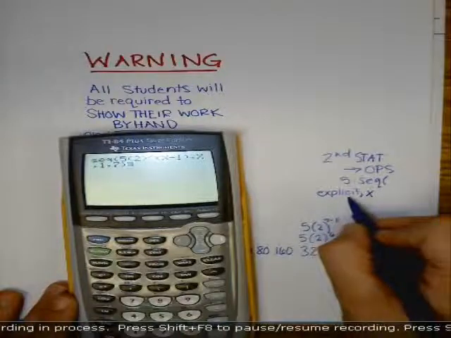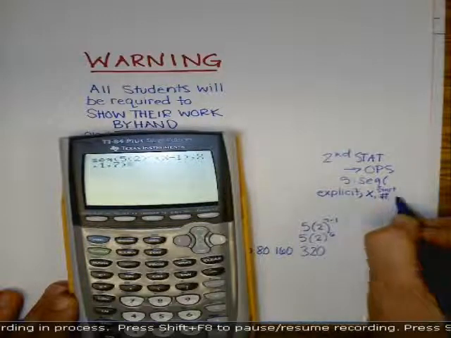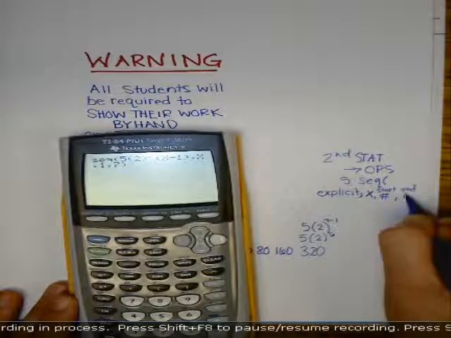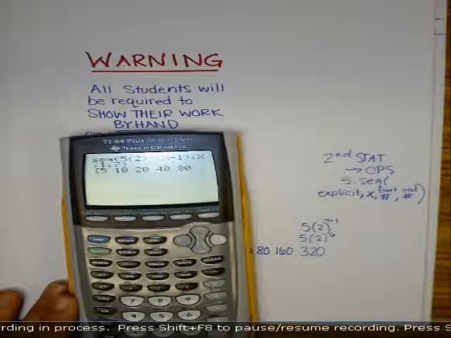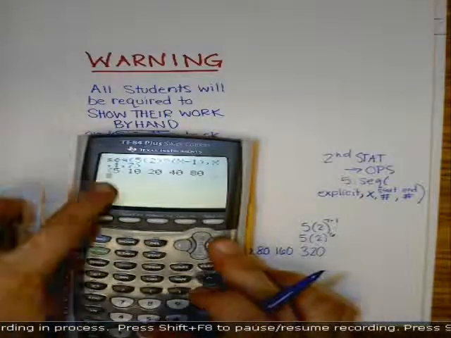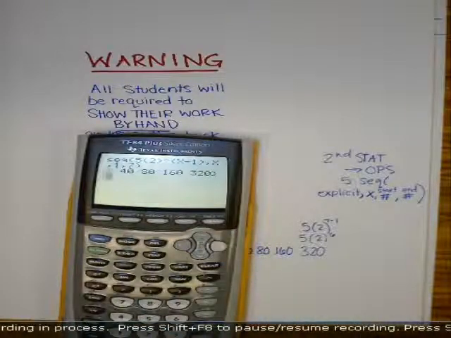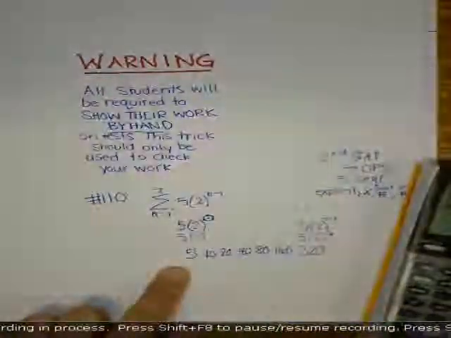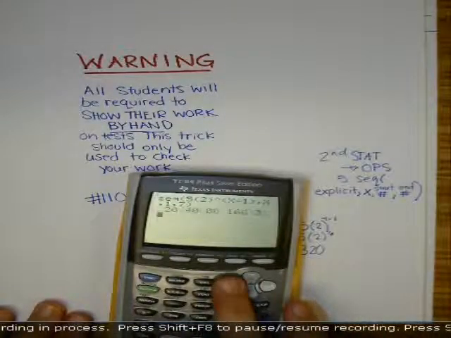So write the explicit formula, define the variable. You're going to say the start number, comma, the end number, and then close your parentheses and hit enter. Notice it pops out 5, 10, 20, 40, 80, 160, 320. Those were the numbers you spent all that time calculating. So the first trick is that if you're asked to write out the terms of a sequence, you can do that in your calculator.